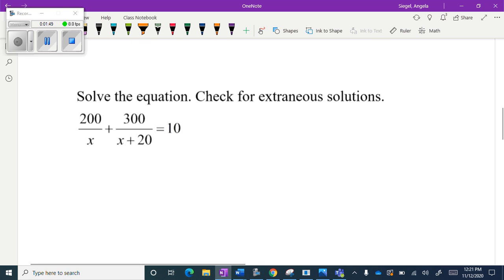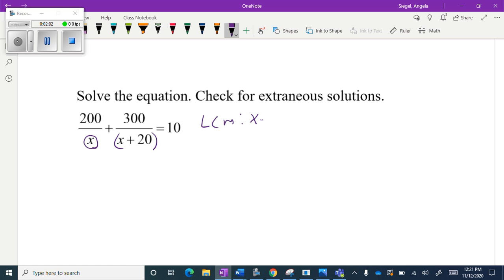Okay, so we're going to do this again. This one's a little bit more difficult, finding the LCM. So in this case, these are connected, so we can't separate those. So we're going to have x times x plus 20. So we're going to multiply everything through by that. So I'm going to go ahead and do that.